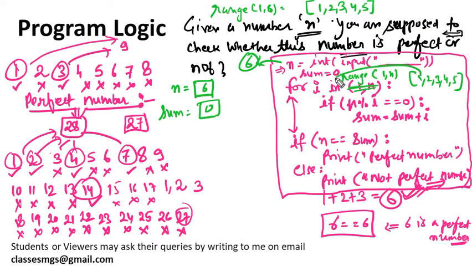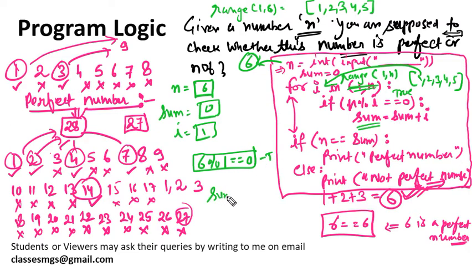First time i value will become 1, and then we will check n % i, which means 6 % 1. Is 6 % 1 equal to 0 or not? Yes, because 1 is completely dividing 6, so it will be true. If the condition is true, what will happen? Sum equals sum value 0 plus i, which is 1, so sum value will become 1 here.